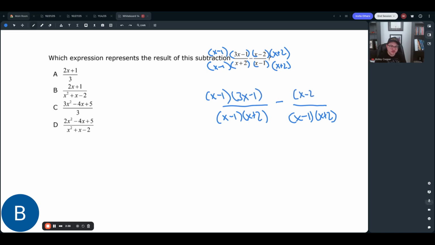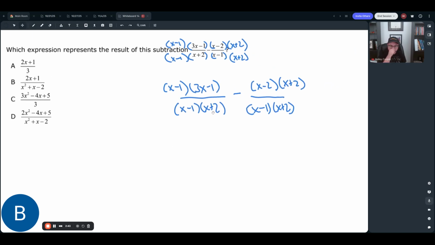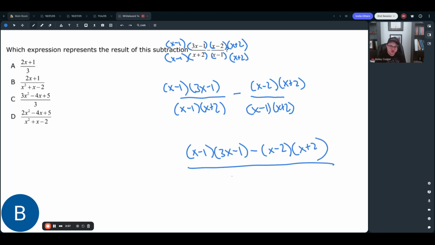I'm just going to rewrite what our numerators would have to look like too. So now that these are the same denominator, we can actually put them in the same fraction. So we can say minus x minus 2x plus 2 over our common denominator here, now that it's the same. And now all we have to do is just simplify.